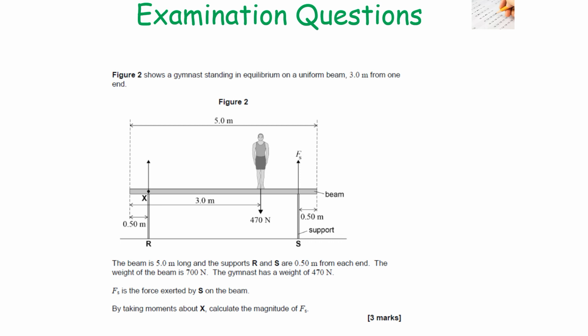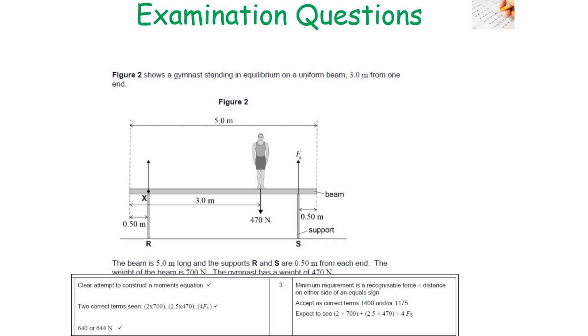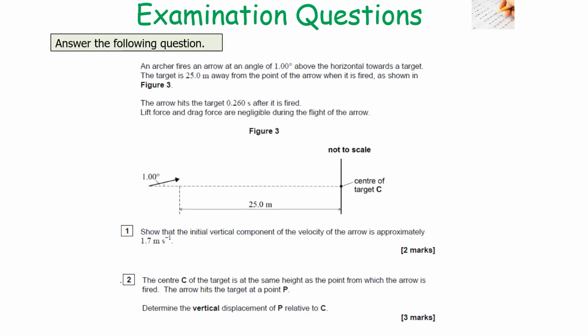Now in the other direction we've got Fs, which, if you look at the values here, is 4 meters away. So what we can say is 2 times 700 plus 2.5 times 470 equals 4 times Fs. So we can then rearrange it, make Fs the subject, and we get 644 newtons. Let's have a look at the next question.